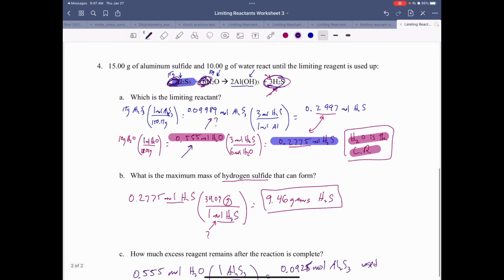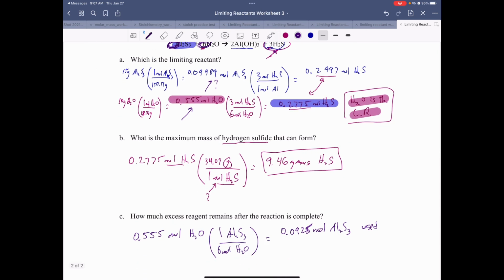How much did we have? Well, again, take a look up here. I'm going to highlight that in purple. Remember, we already know that our 15 grams of aluminum sulfide were 0.09989 moles of that stuff. So that's how much we had. This is how much we used. So it's just a simple subtraction. So 0.09989, that's how much we had, minus how much we used, will tell us how much is left over.